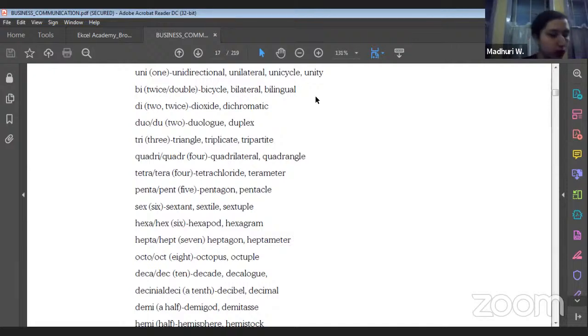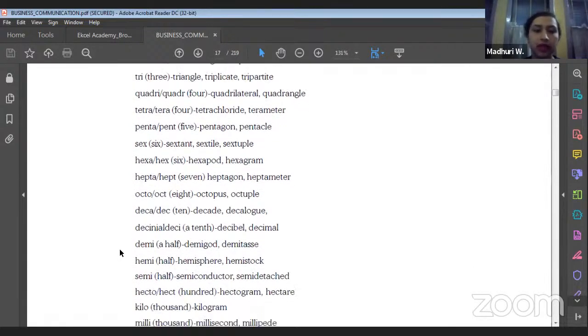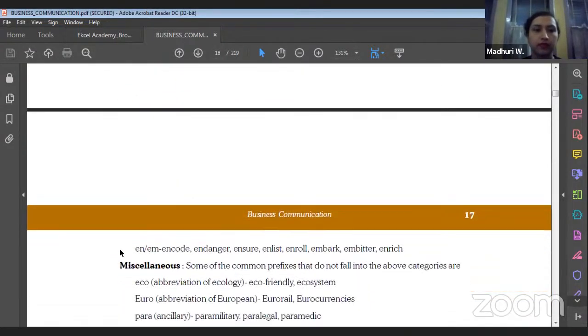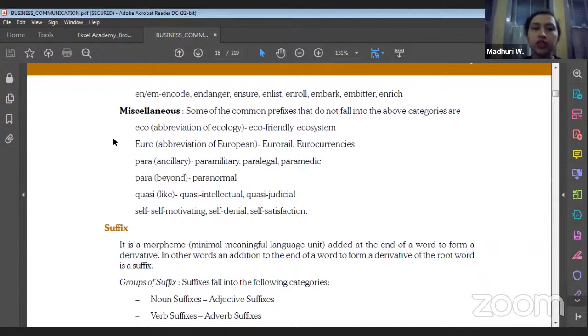Yes, see, you already got the answer, Prateeksha. So try and think of it this way and figure it out. It'll definitely help, right? Especially words like this. Bi, di, duo, tri, right? Quadri, tetra, penta, right? All of this, octo, deca, demi, hemi, right? All of this will help. And then you have a list of miscellaneous prefixes, etc. Just go through this entire list. That will help a lot.